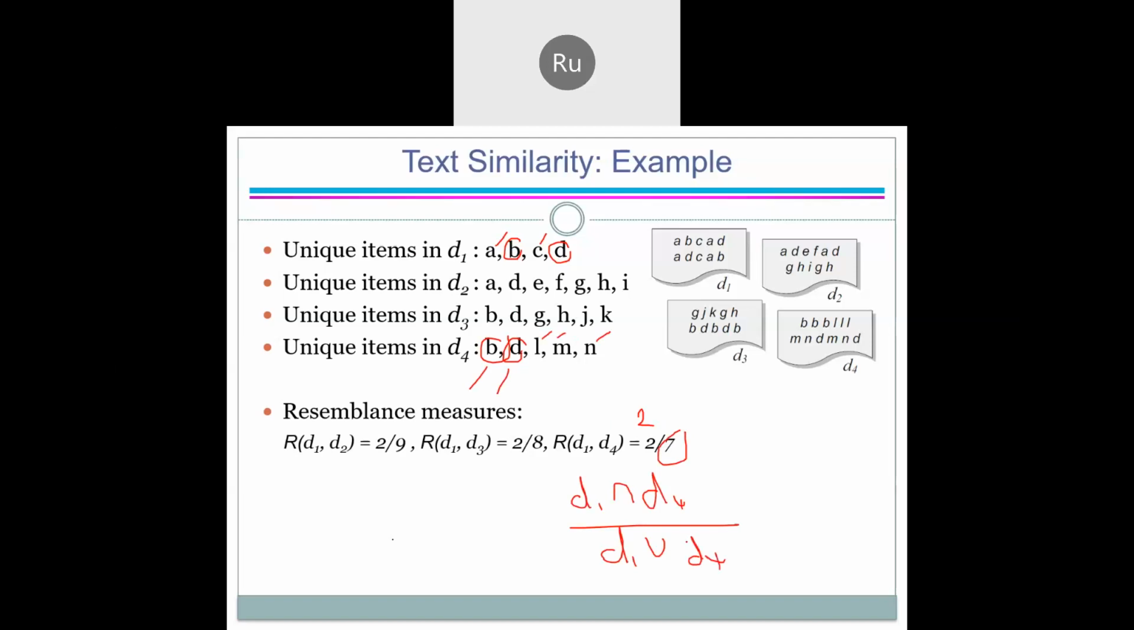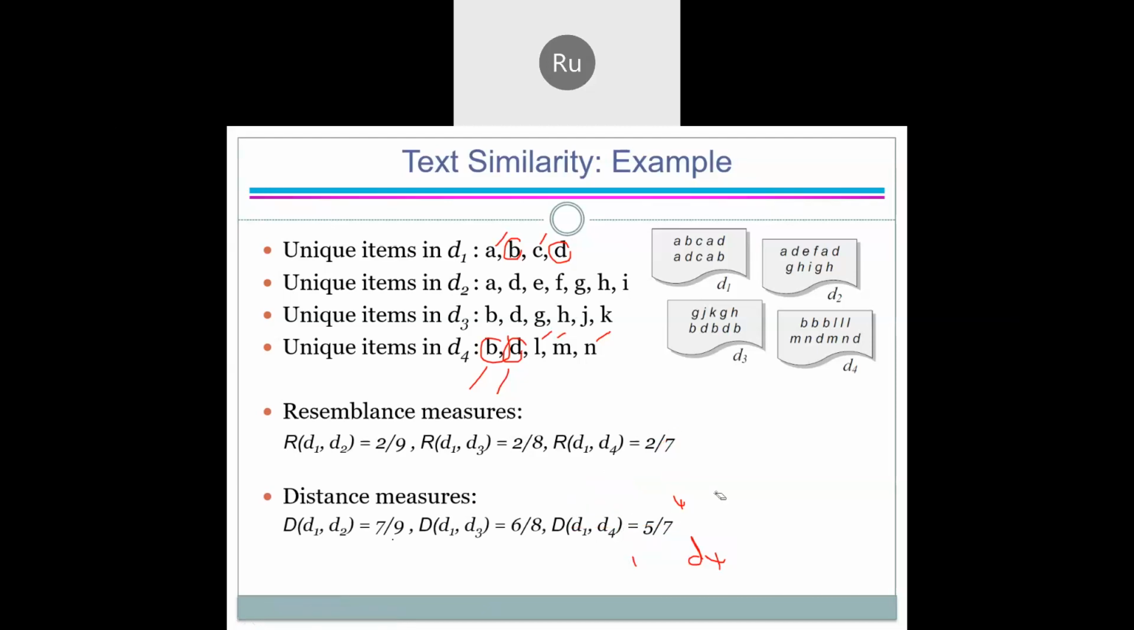From here you can measure the distance. The distance is basically finding the resemblance first and then 1 minus the value. So the distance from D1 to D2 will be 1 minus 2 over 9, which is 7 over 9. The rest will be the same.